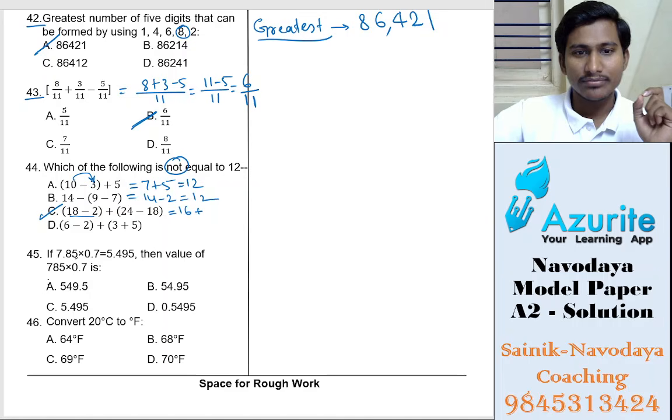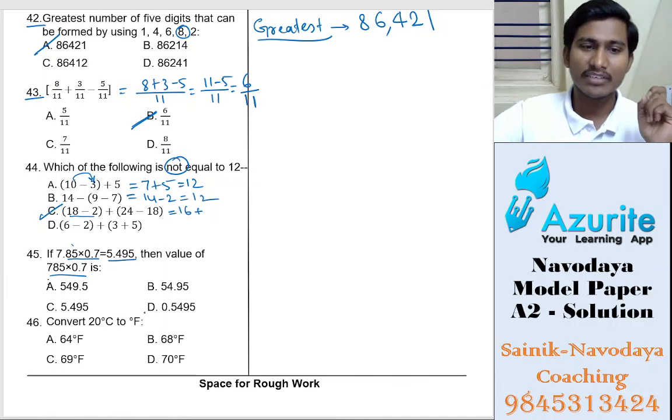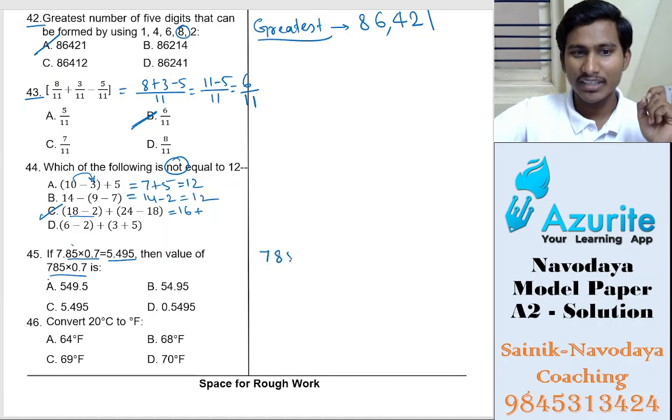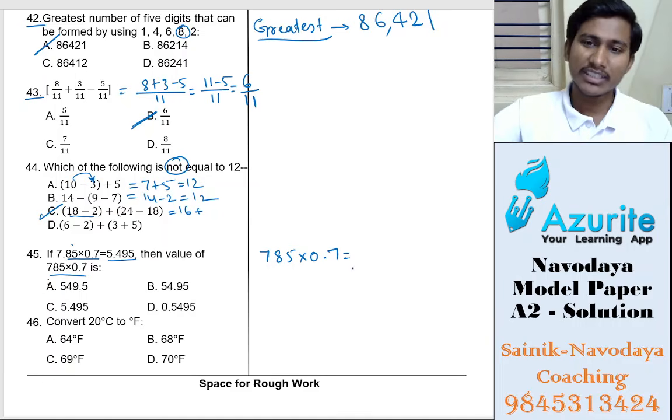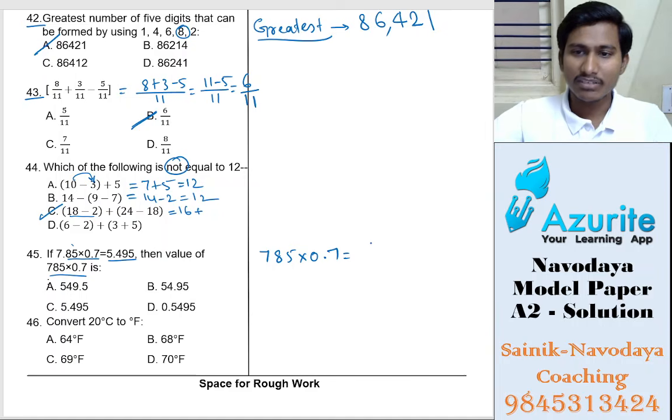So if this is given, the value is given for this, right? So we have to find the value of this. So what is given? 7.85 into 0.7 is 5.495. It is given. So we have to find 785 into 0.7. Okay? Yes, 5.495 it is.